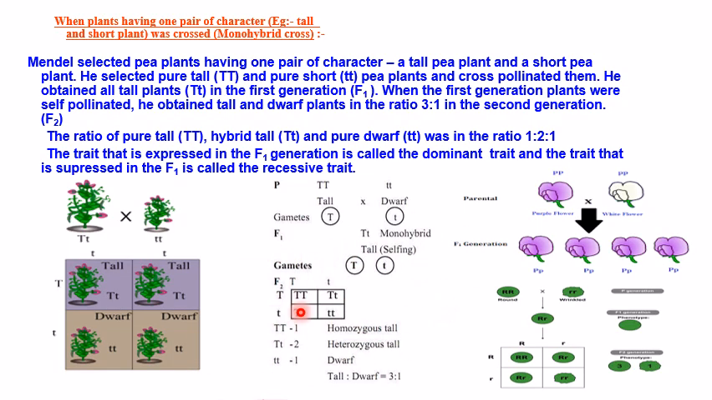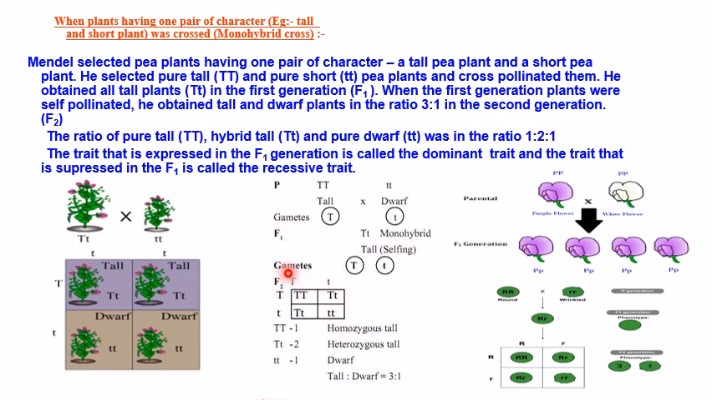In the F2 generation, what happened? The ratio of pure tall plants to hybrid. See how the calculation is done here. You have to draw a box like this. You have to make a vertical column and a horizontal column, and later we write capital T small t here, and capital T small t here. Cross multiplying, we get capital T capital T, capital T small t, capital T small t, and the last one small t small t. So this was the ratio, and this is the F2 generation.